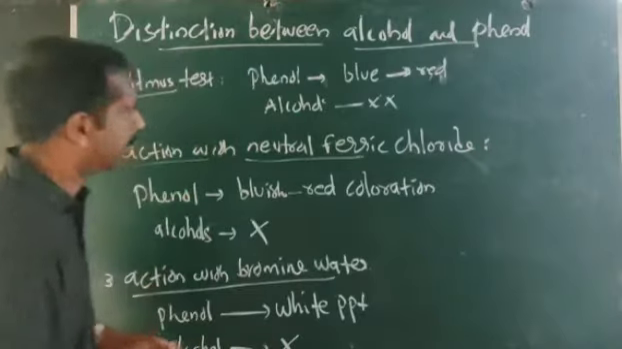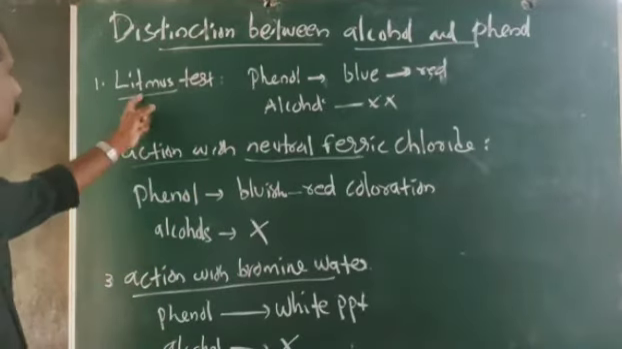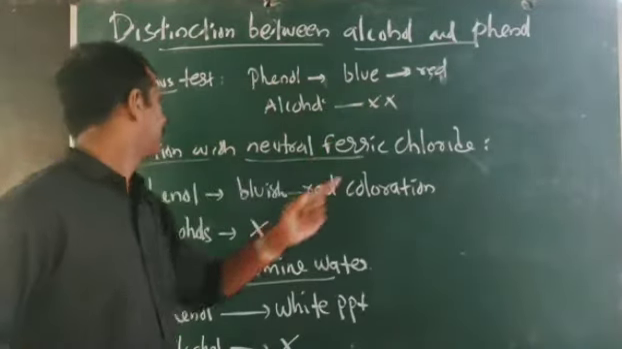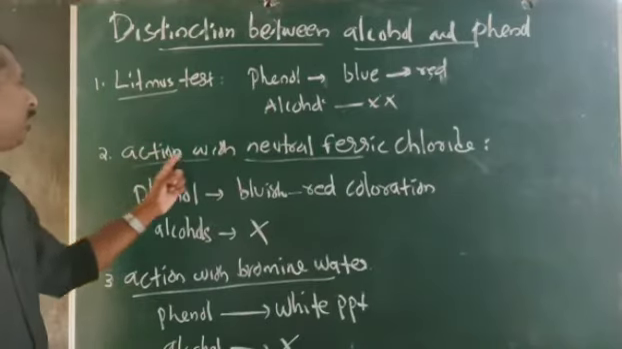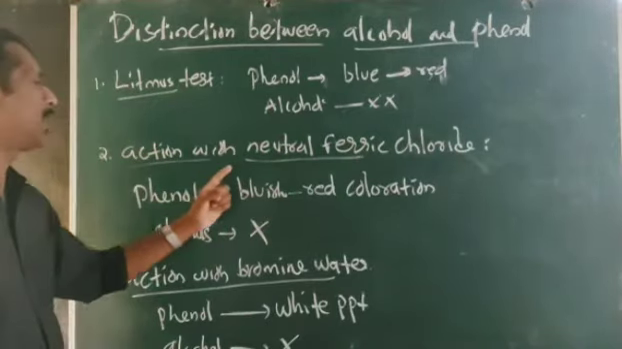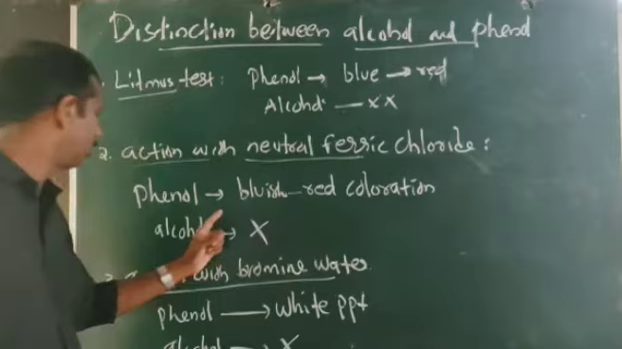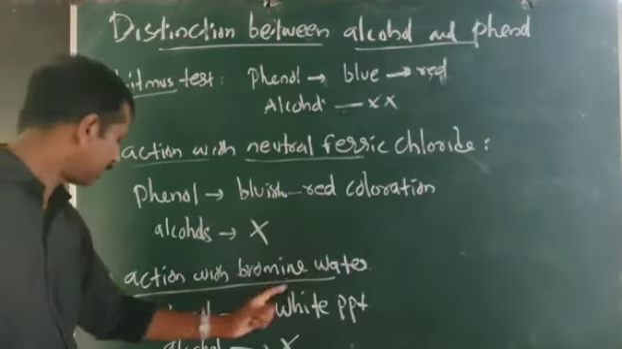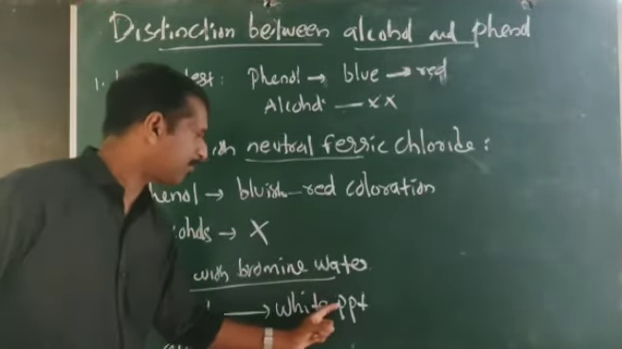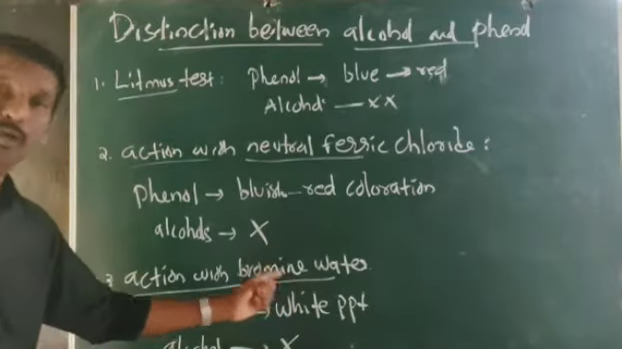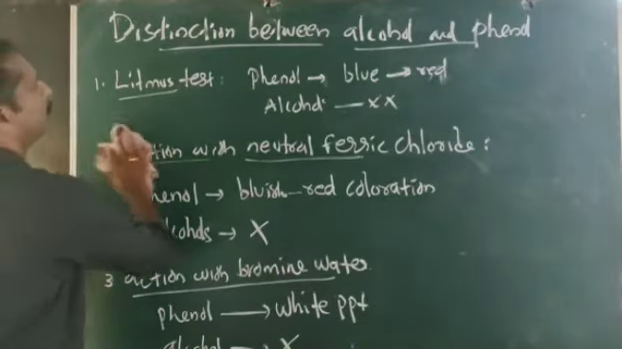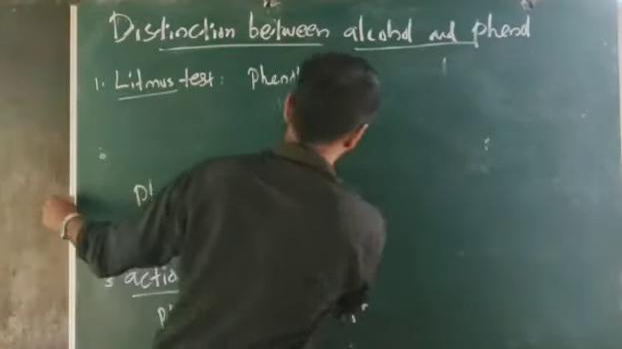Okay, that is the third one. So first one, litmus paper. Phenol turns blue litmus paper to red. Reaction with neutral ferric chloride. Phenol will give a bluish red coloration. Alcohols do not. Reaction with bromine water. Phenol will give a white precipitate with bromine water due to the formation of bromophenol. Alcohols do not. And the fourth one.